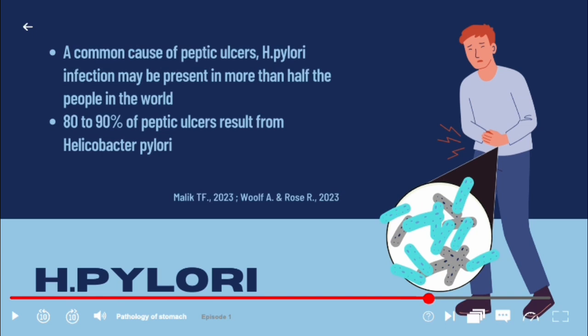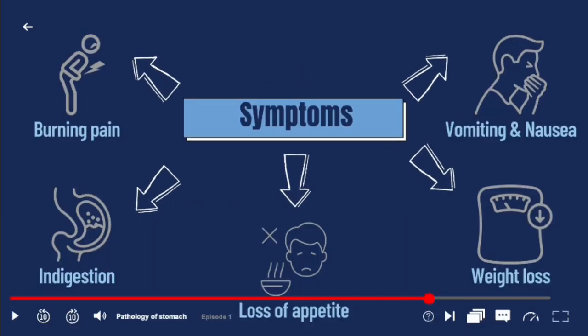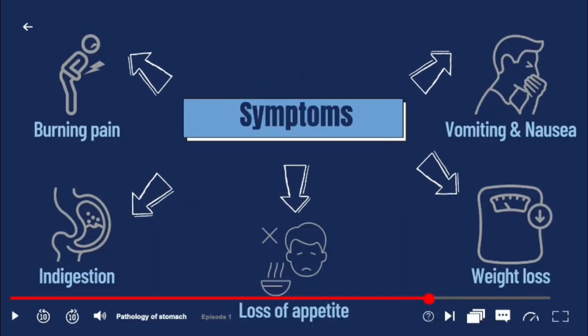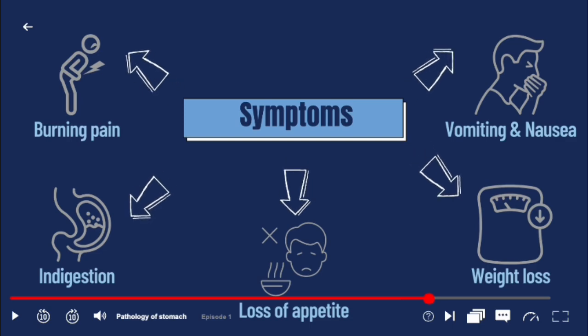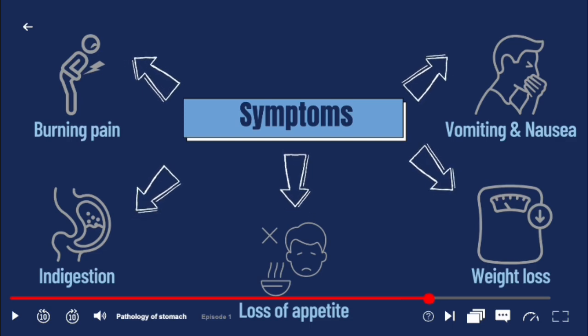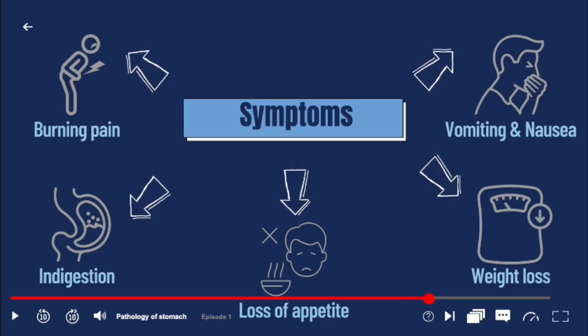So, 80 to 90% of gastric ulcers result from Helicobacter pylori. These bacteria colonize about 45 to 50% of the stomach mucosa worldwide. They induce an inflammatory response in the host that leads to gastritis and eventually ulcers. These ulcers cause a burning type of pain in the epigastric area of the abdomen. There are various symptoms that may show, like nausea, vomiting, loss of appetite, indigestion, and also weight loss.